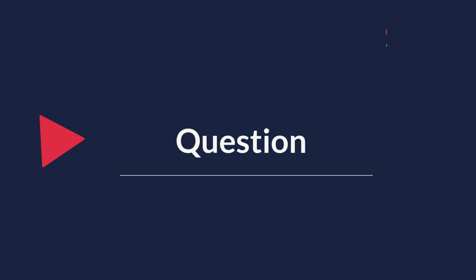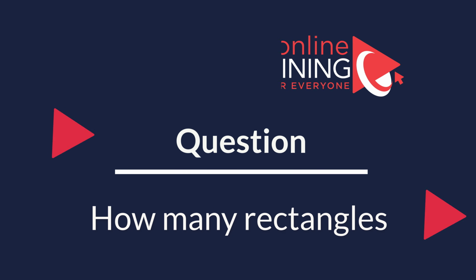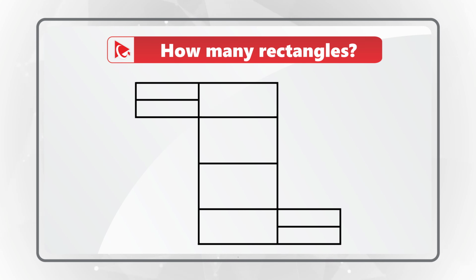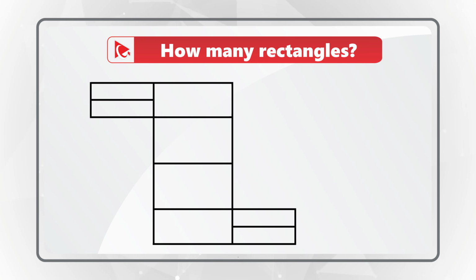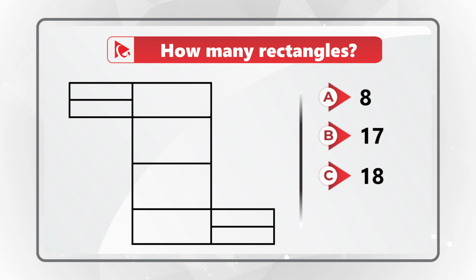Here's an amazing question to test your analytical and spatial reasoning skills. You need to determine how many rectangles are present here in the picture. Take a close look at the shape presented here and choose one of 4 following choices. Choice A, 8. Choice B, 17. Choice C, 18. And then choice D, 20 rectangles.